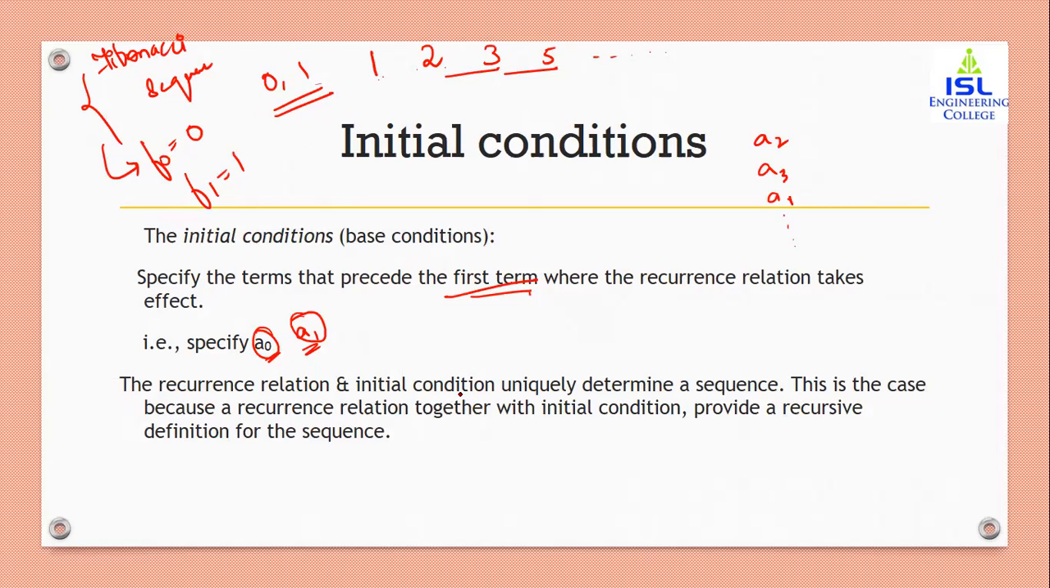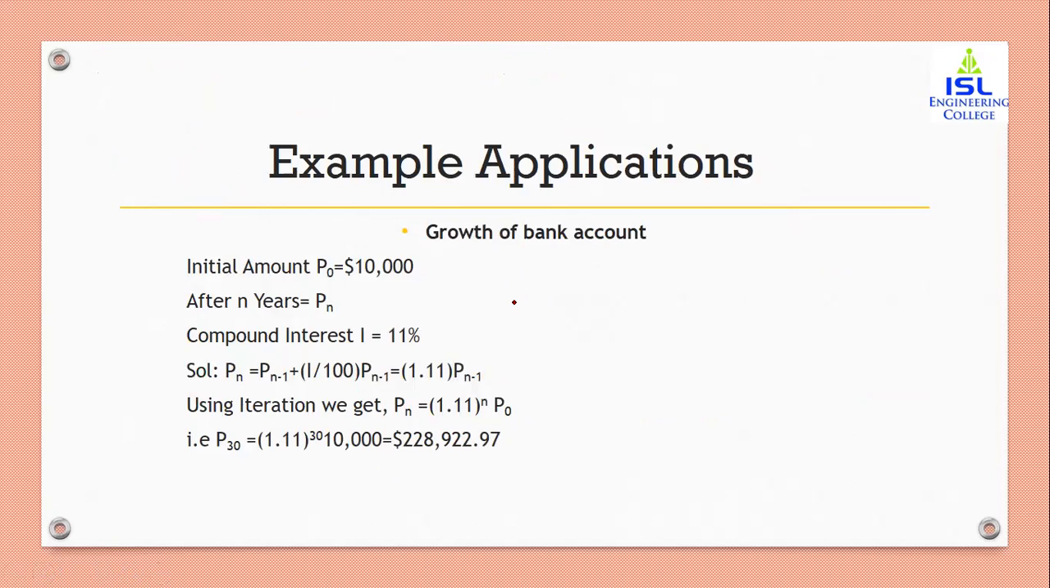Now, the recurrence relation and the initial condition uniquely determine a sequence. What does that mean? Whenever you have a recurrence relation and initial condition, both of them together determine a sequence. That is, that sequence will be unique to both of these. This is the case because the recurrence relation together with the initial condition provides a recursive definition for the sequence. Okay, so this is the initial condition.